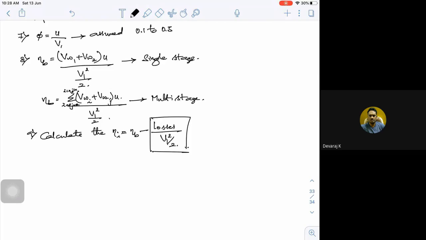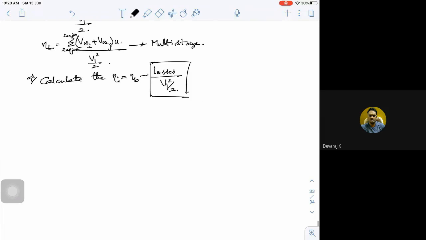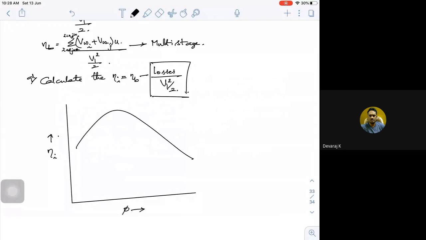Once you have this, I will repeat the same procedure, that is, do a plot of efficiency versus phi. I'll plot it and try to get the same thing. This is for the given stage. So I'll be getting the maximum internal efficiency, and I'll be getting the optimal phi. The same procedure whatever I did for your single stage, I will do it for your multi-stage also.